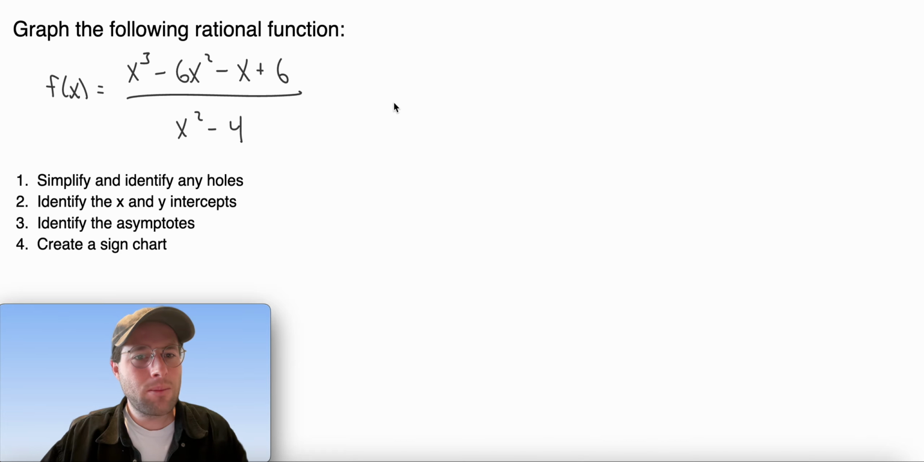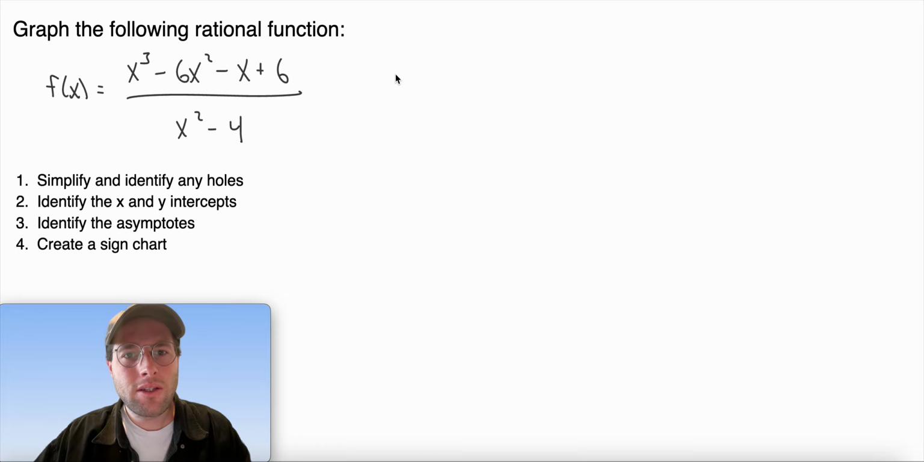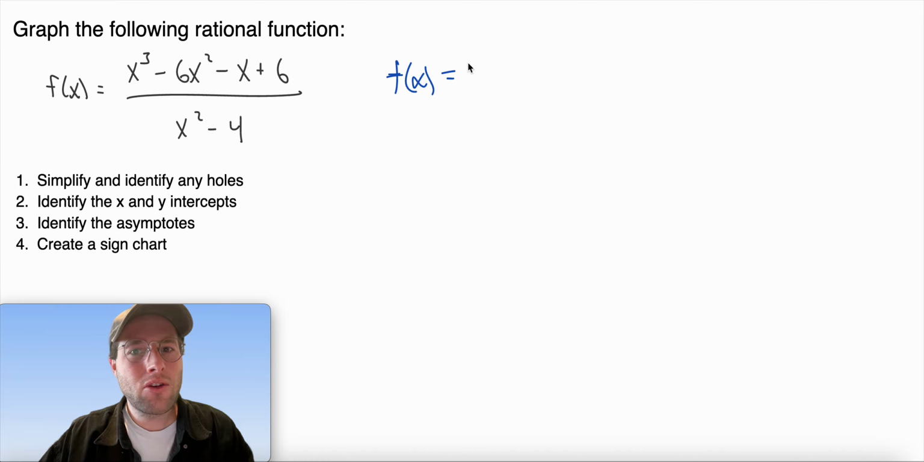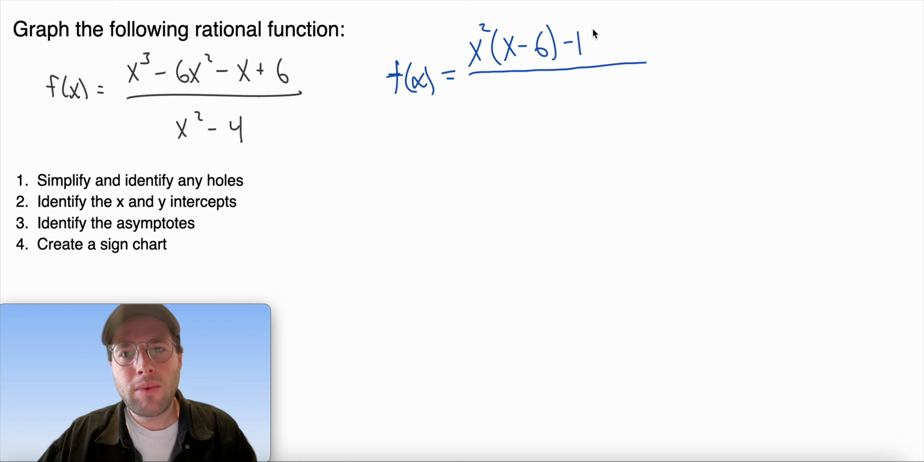So number one, we want to simplify and identify any holes. All right, so let's go ahead. F of x equals, and I'm going to try simplifying by factoring the numerator here using factoring by grouping. Looking at these first two terms, I can take out an x squared, so x squared, and that's going to leave me with x minus 6. And the second one, I can take out a negative 1 so that I'm left with an x minus 6. So minus 1, x minus 6.